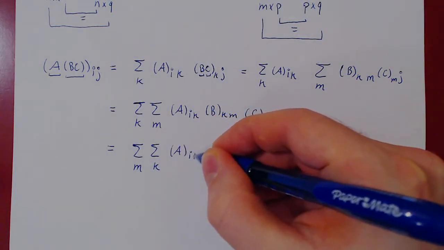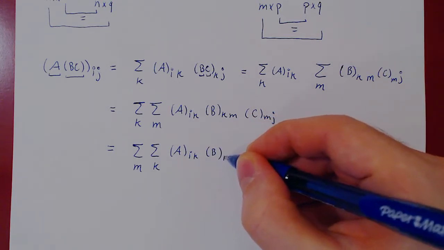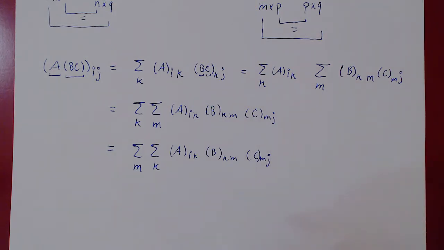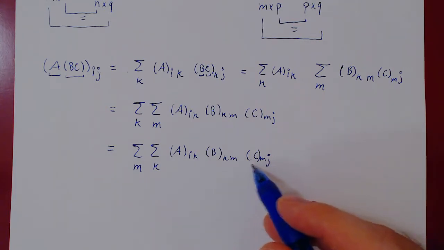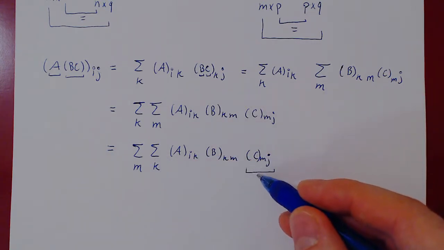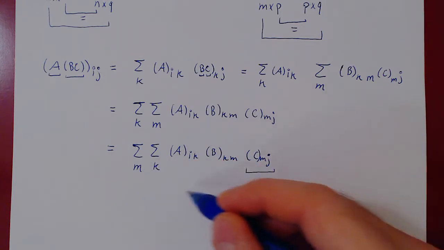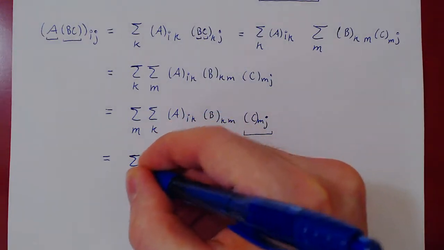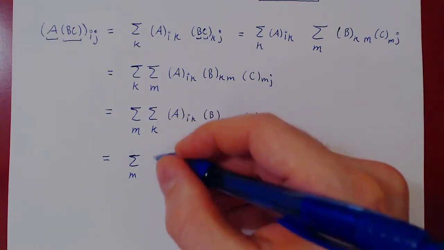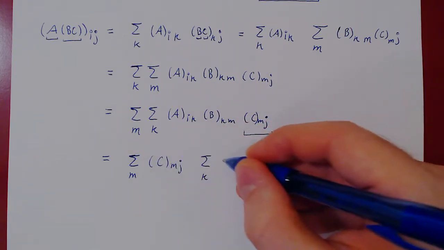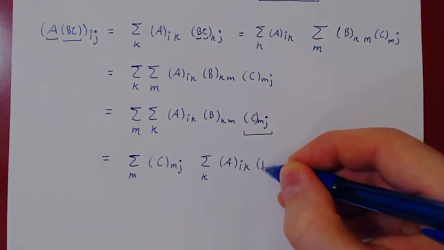So we have aik, bkm, cmj. What's interesting now is that with respect to k, cmj is a constant, right? This term does not contain a k. Therefore, with respect to k, it is a constant, and we can move it out of the first summation, the summation with respect to k. So what will this look like? Well, we'll have the sum with respect to m. We're moving cmj outside of the summation with respect to k, so cmj. And we will be left with the sum with respect to k of aik bkm.